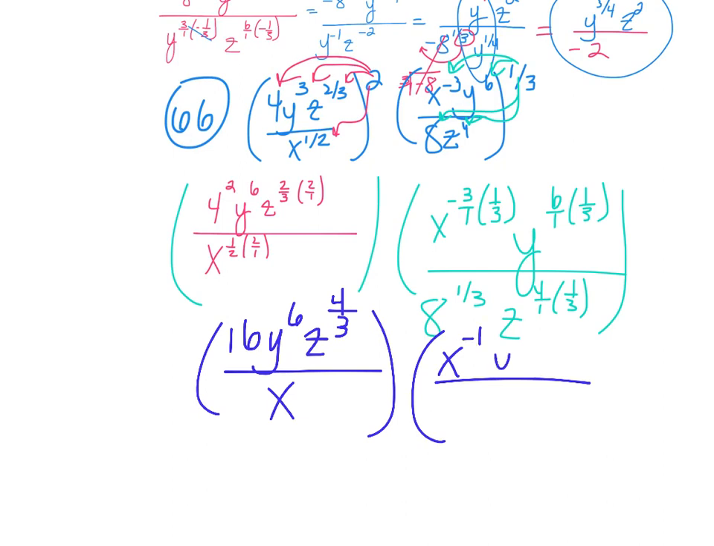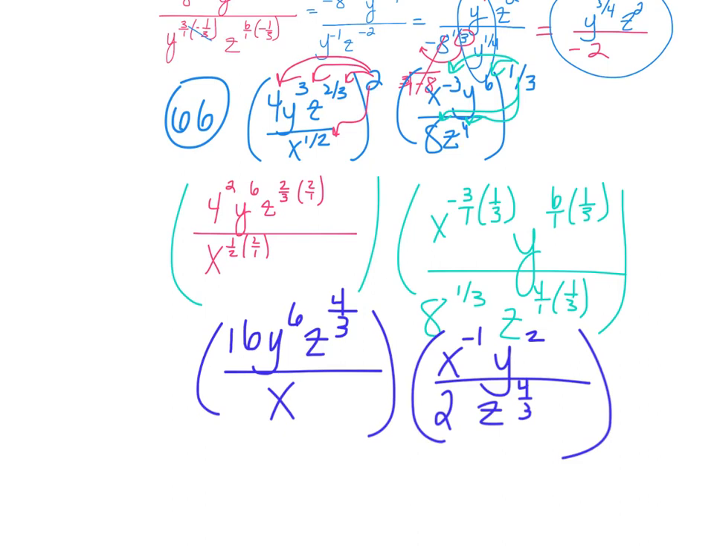And then what happens with y? 2. On the bottom, what is this asking? We've seen 8 to the 1/3 in the last like 2 or 3 problems. What is 8 to the 1/3 asking? Cube root of 8, which is 2. Good. So you guys are going to start seeing that. That's good. And then I have z to the what? 4 over 3.